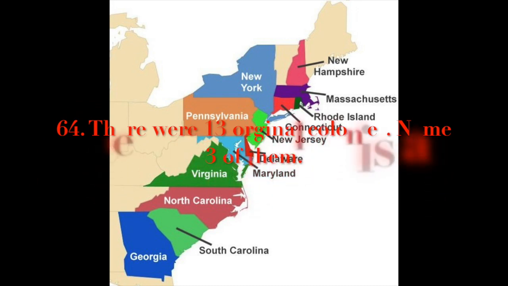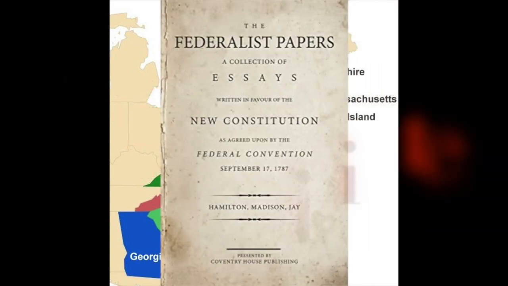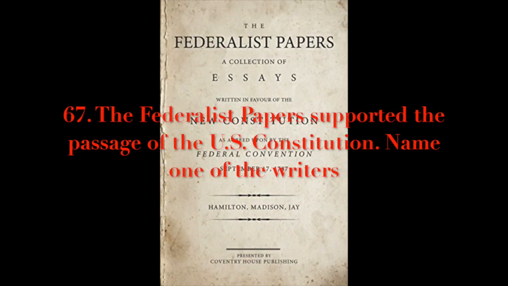Question number 64. There were 13 original colonies. Name 3 of them. This is the only question on the test that will ask you for 3. Your answers could be Georgia, South Carolina, North Carolina, Virginia, Maryland, Delaware, Pennsylvania, New Jersey, New York, Connecticut, Rhode Island, Massachusetts, or New Hampshire.